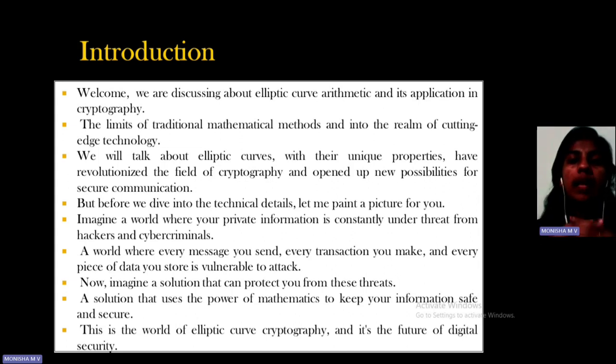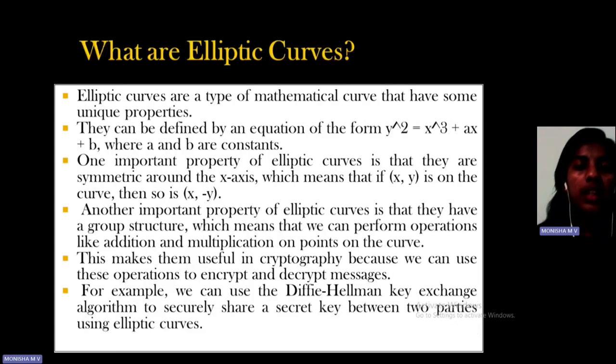Now, I'm talking about elliptic curves. What is meant by an elliptic curve? Elliptic curves are a type of mathematical curve that have some unique properties, as I said previously in the introduction. They can be defined via an equation of the form y^2 = x^3 + ax + b, where a and b are constants, the parameters. This is the equation with which we can mathematically define elliptic curves.